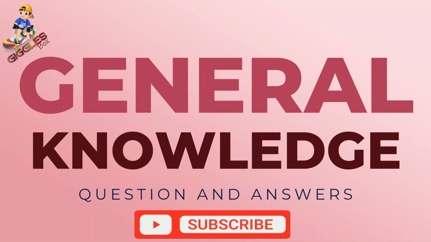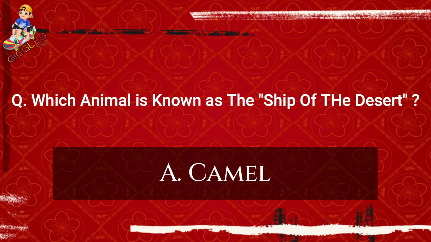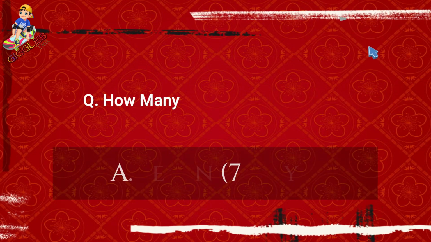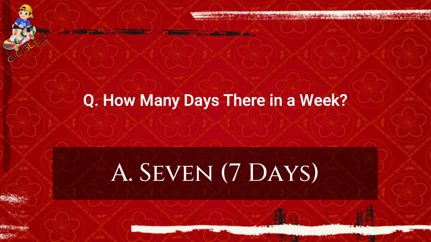General knowledge question and answers. Which animal is known as the sheep of the desert? Camel. How many days are there in a week? 7 days.